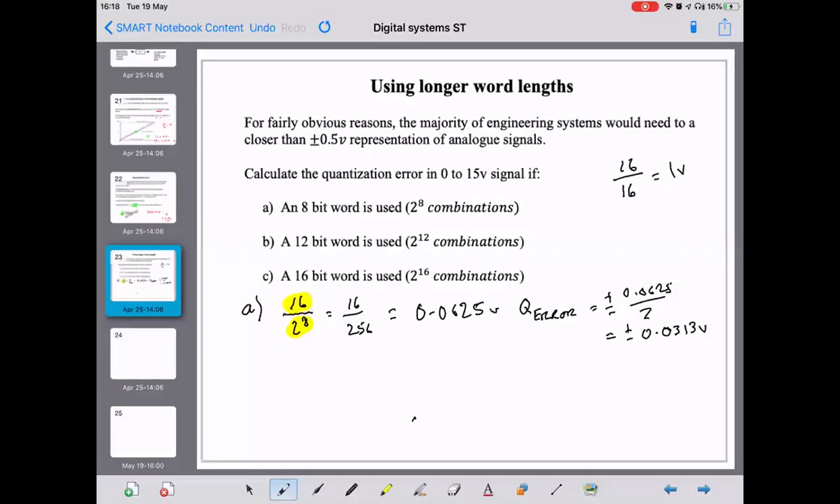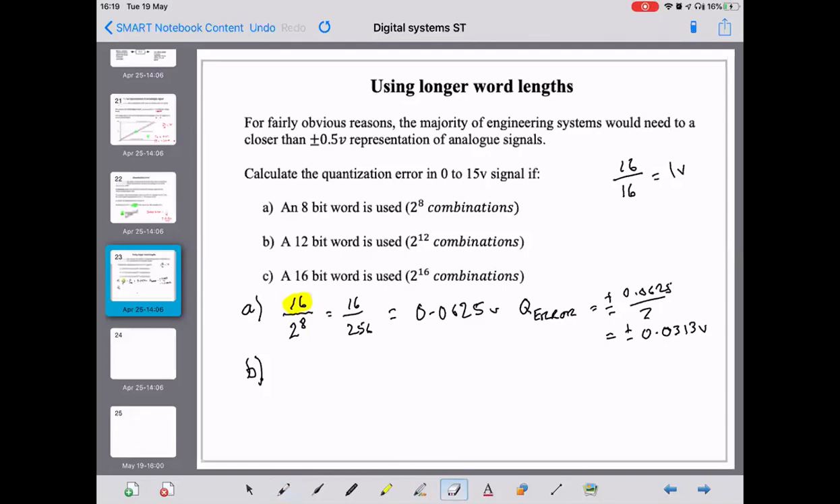Right, let's see where we got to now. Dom, have you done the 12-bit word? Oh dear. I seem to have lost my calculator. Oh, there it is. 12-bit word, Dom.